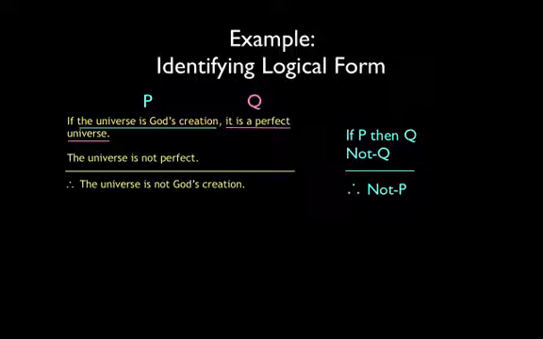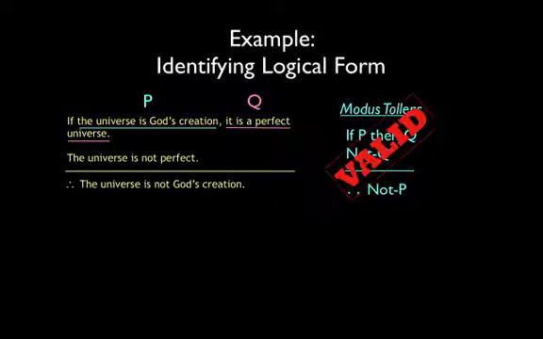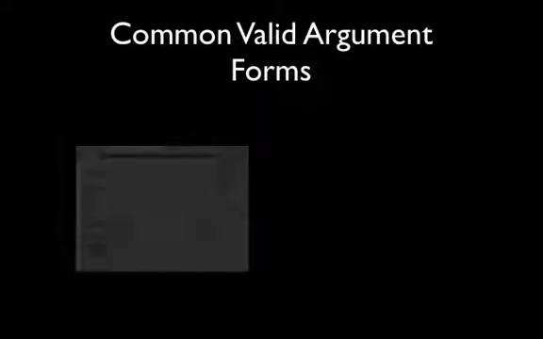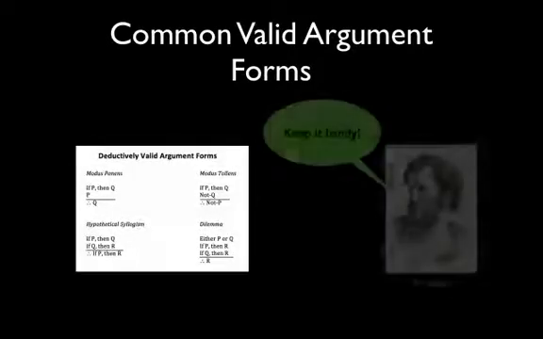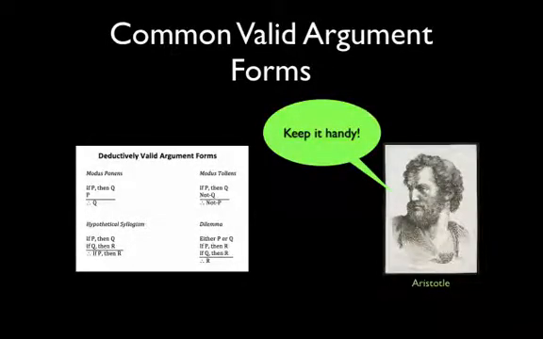Philosophers have, for a long time, known that one can prove that this common argument form, which is called modus tollens, is deductively valid. So our original argument about the universe is valid. Keeping a list of common valid argument forms handy, such as the one posted on our website, can help you remember these traditional valid argument forms. You can then more easily identify these forms when you encounter them.